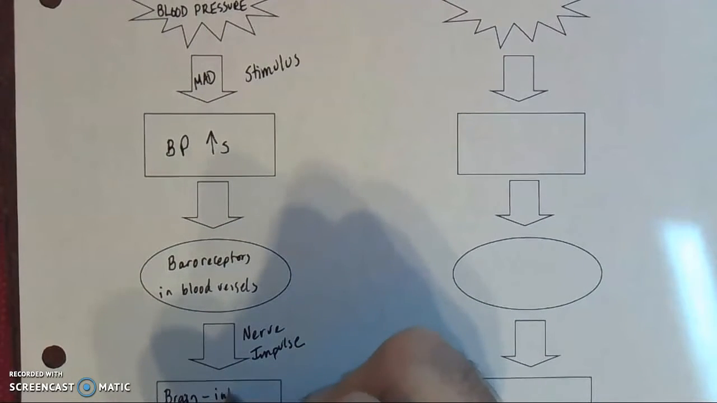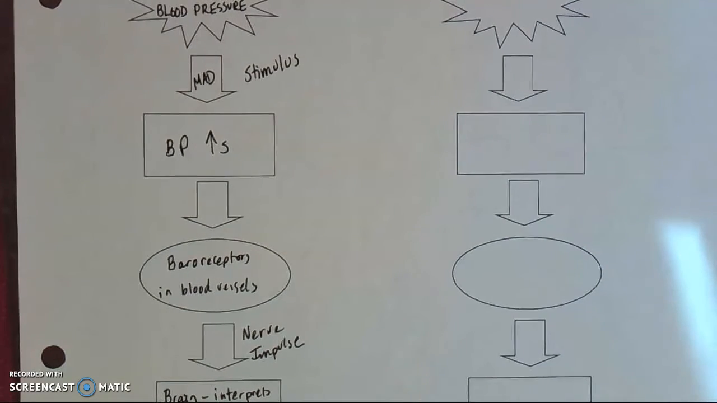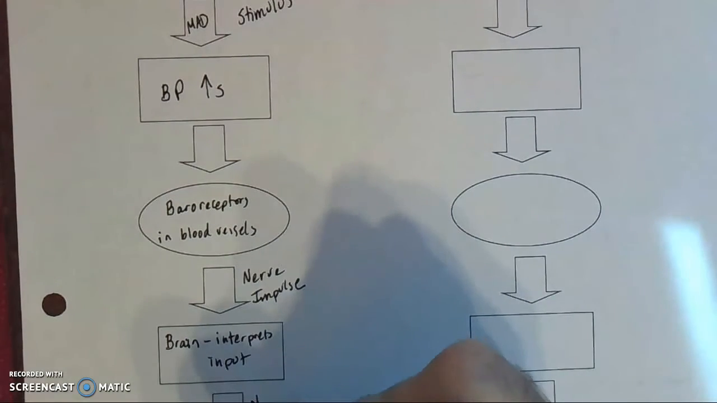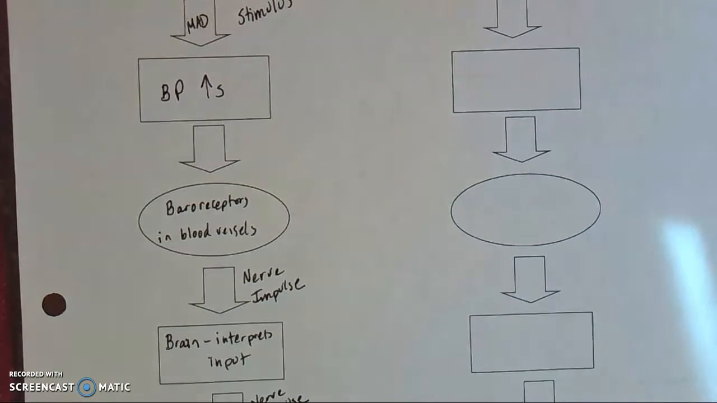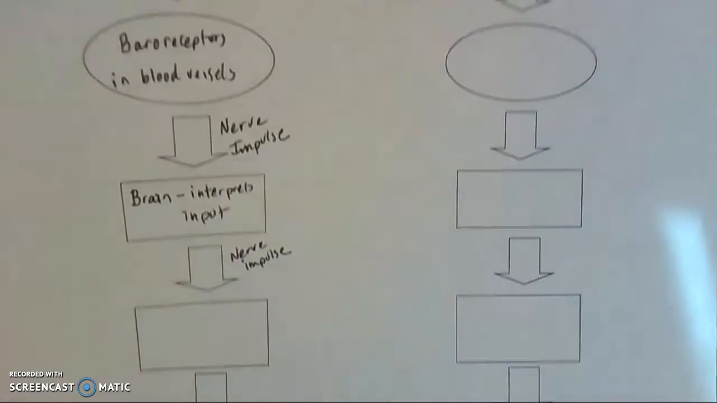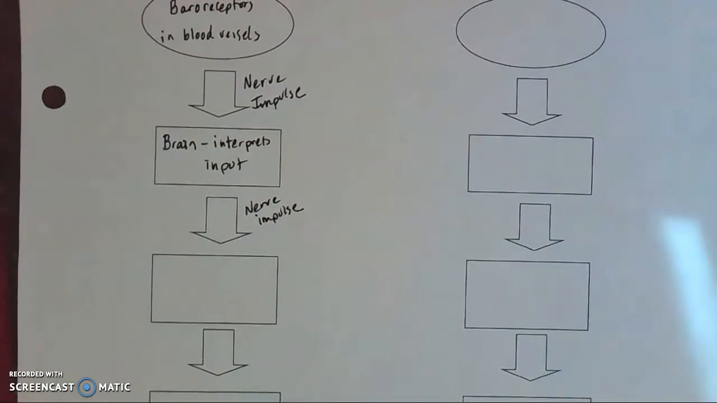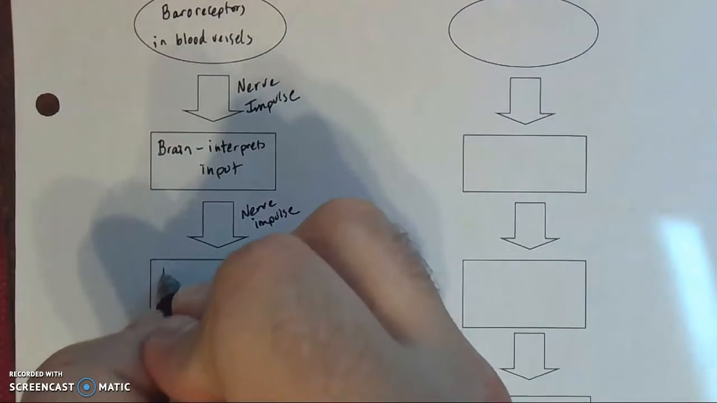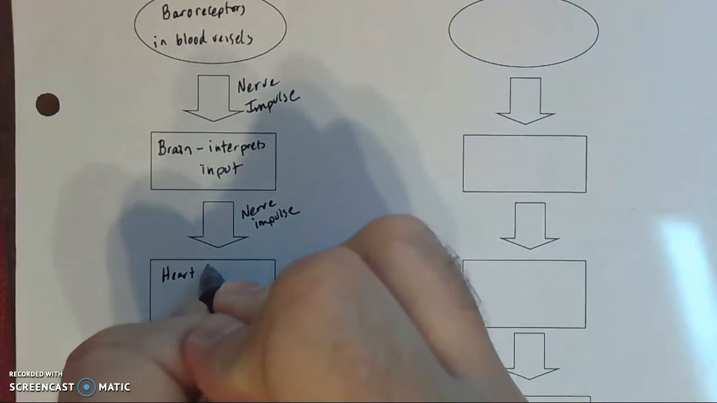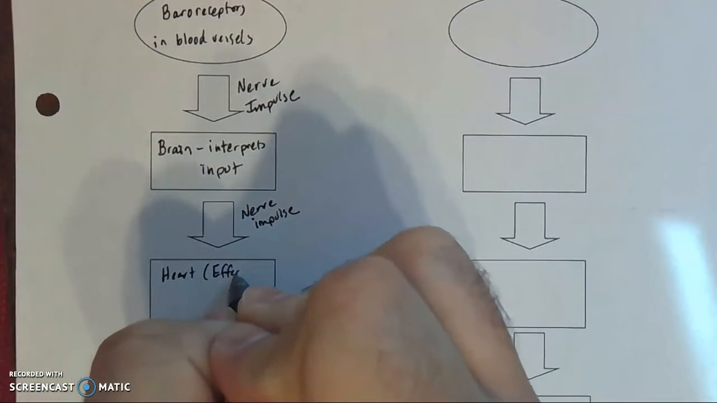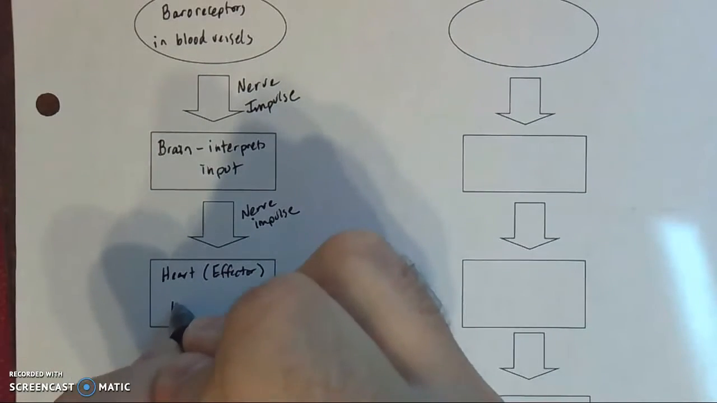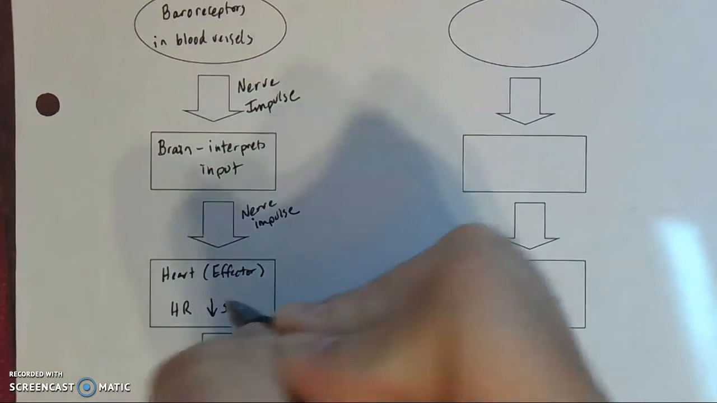And the brain interprets the input. Well, the brain then sends a nerve impulse, which would be our output. It sends this nerve impulse to the heart, which is an effector. And the heart rate decreases slightly.